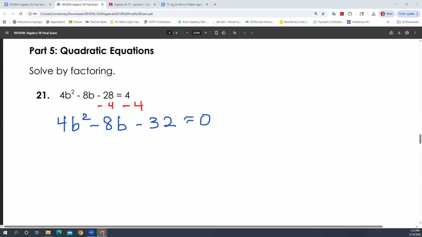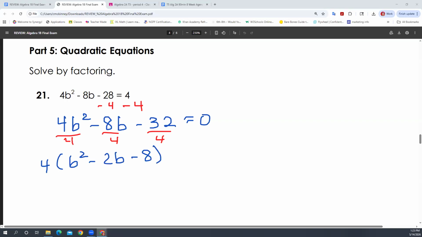So we should always, always, always look for GCF first. If you find yourself multiplying A times C and getting something that's off your factor chart, it's probably because you should have done GCF first. So GCF first, we can divide all of these numbers by 4. Every one of them could be divided by 4. That's their common factor. So then we would have 4 on the outside, b squared minus 2b minus 8.